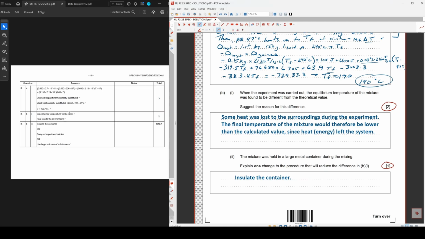Okay, and indeed, our 2 points here are the experimental temperature would be lower. So I want to explain the difference and say why. Because of heat loss to the environment. That's it. Heat loss to the surroundings. If they talk about heat stuff, say that.